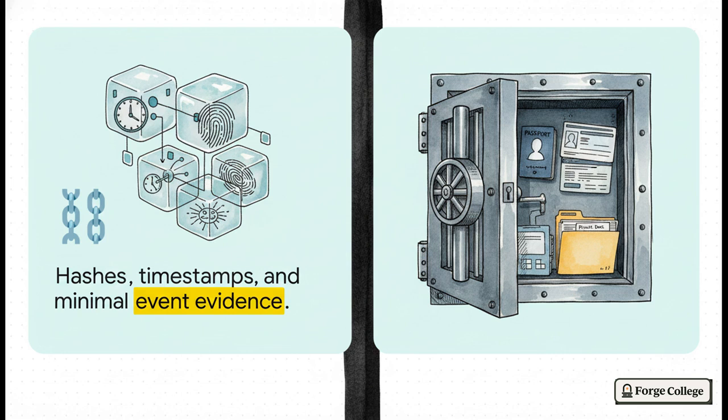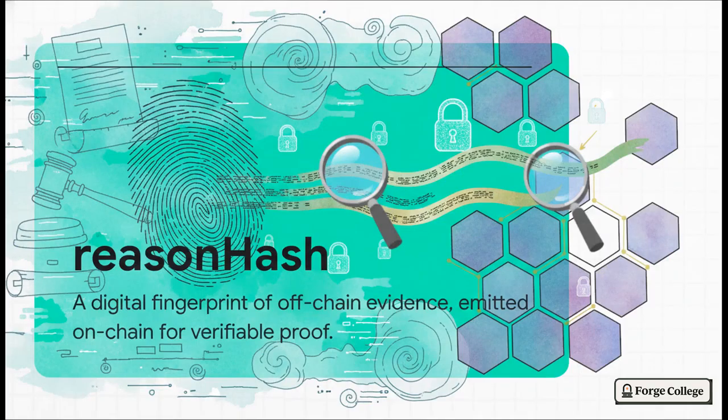I always like to joke that you absolutely, under zero circumstances, want to permanently engrave someone's passport photo or home address onto a public immutable ledger. I mean, talk about a privacy nightmare. So, how exactly do we link these 2 distinct worlds? Enter the reason hash mechanism.